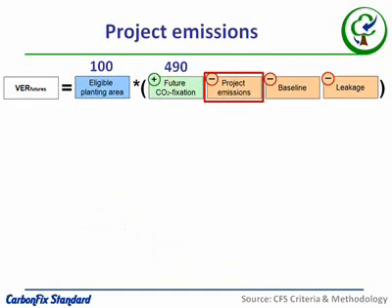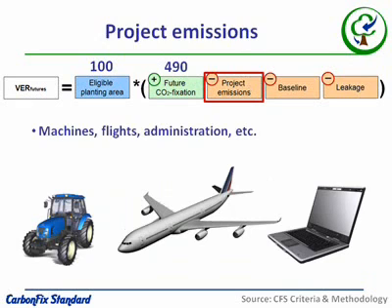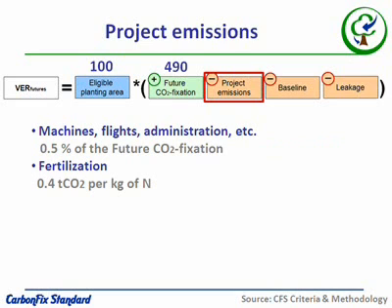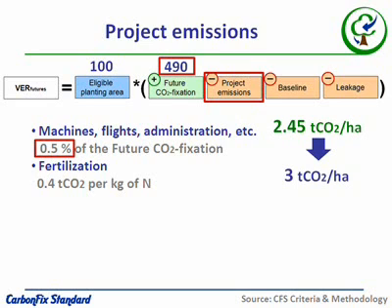Project emissions are amongst others caused by machines, flight, and the administration of the project. To account for these emissions, a flat rate of 0.5% from the future CO2 fixation must be deducted. Additional to this, projects that are using fertilizers must deduct 0.4 tons of CO2 per kilogram of nitrogen used. In our example case, we do not use any fertilizer, but still have to account for the regular project emissions. Therefore, we have to deduct 0.5% times 490, so 2.45 tons of CO2 per hectare. As no digits are possible after the decimal point with the CarbonFix system, it will be rounded off to 3 tons of CO2 per hectare.